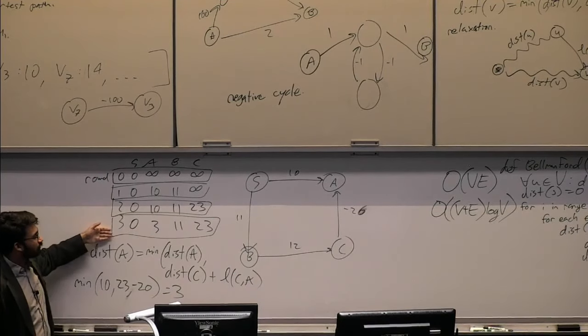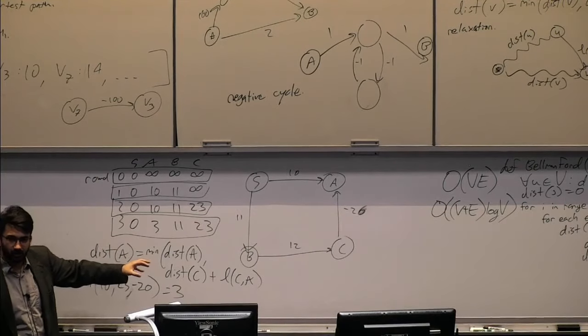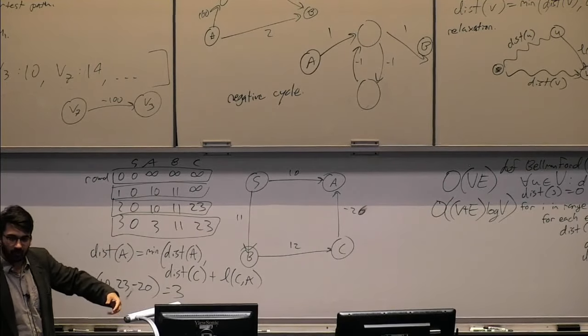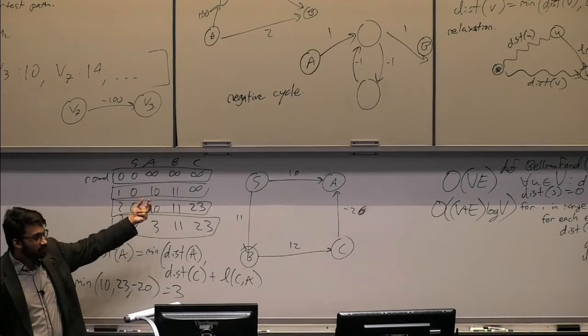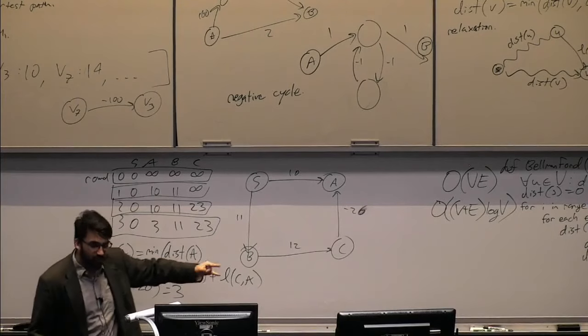The i here is the round number. And then when you're looking at dist v, you're looking at the ones that were previously updated and not the ones you may have updated currently. So you do check each edge at each round. And you check the edges to see if they update the vertices.